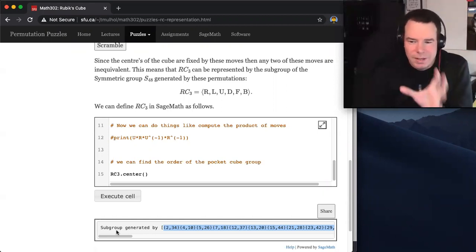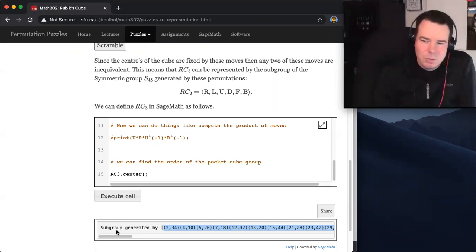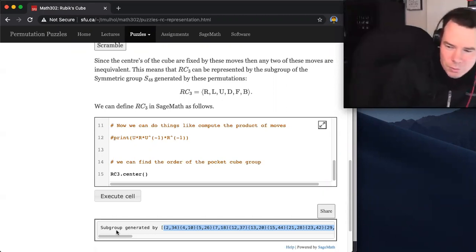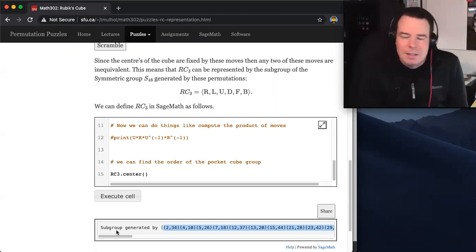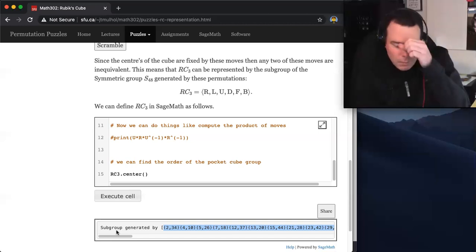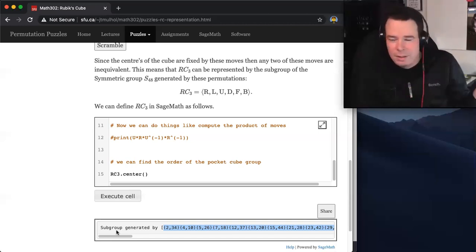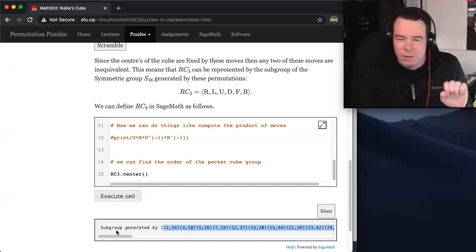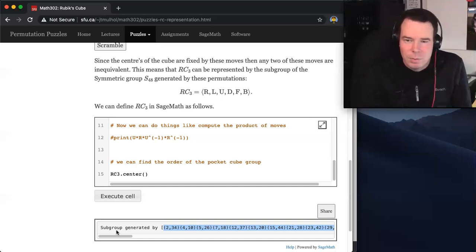Now, this is kind of miraculous that this came back so quickly, because we are searching through a group of 4.3 times 10 to the 19 elements. This is not an exhaustive search that happened here. What happened here was something very structured in the background, the ability to find the center of a group. That is so huge, and to come back so quickly. This is a whole other area that we could have focused on, but we aren't. And that is writing computer algorithms to do computations in groups.